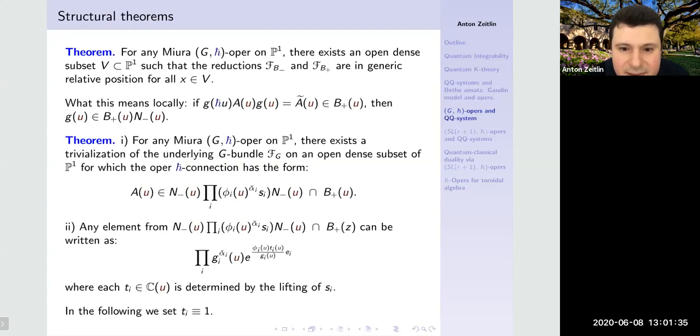Is there some way of fixing the data in order? One thing we're going to do is consider Z-twisted G-opers, and that's going to simplify things a lot. In general, it's a hard problem, but we're going to consider a simplification of that space.